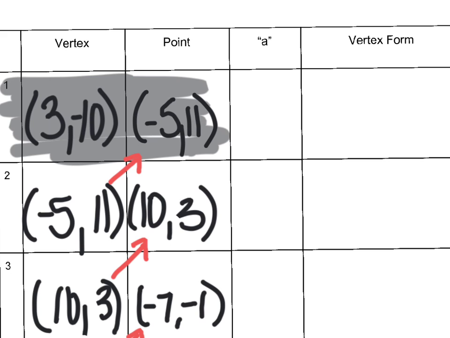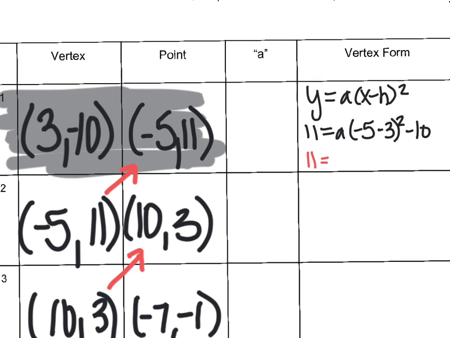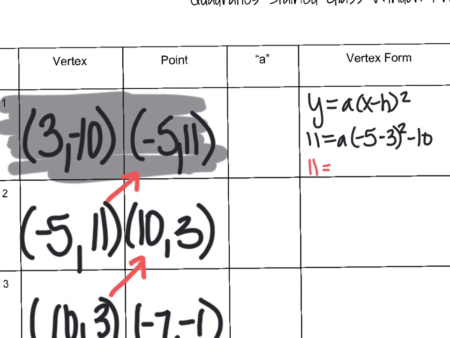So for problem number 1, to find my vertex form, I'm going to use the formula y equals a times (x minus h) squared, plus k. I know that y is going to be 11 because that was my point, equals a times x is going to be -5, minus h is going to be -3, squared, and then minus 10. So that's going to give me 11 equals a times -8 squared minus 10. Again, this is my problem. This is not your problem, so you probably should not be writing this down. Hopefully you're not. I'm just working through it for you so you can see what we're doing.